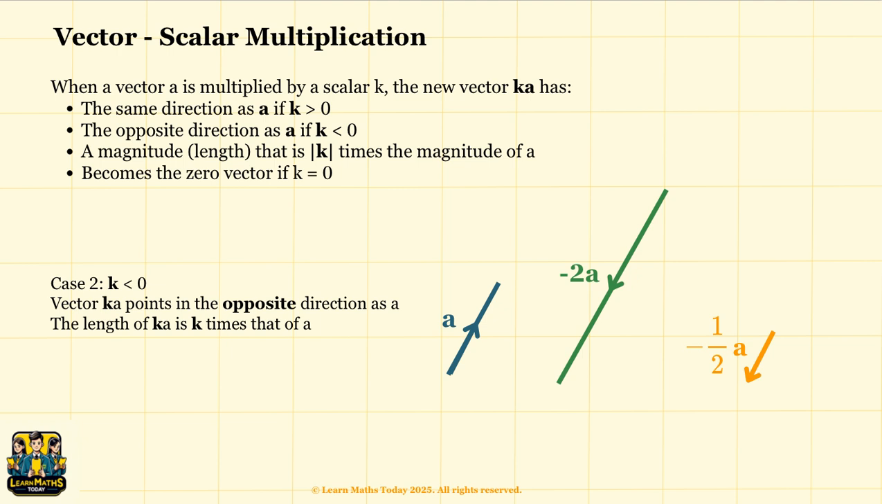This is what you can see from this green vector, -2A, as compared to the original blue vector A. If you multiply the vector A by negative half, you will get the yellow vector, which is half as long as the original vector, but also pointing in the opposite direction.